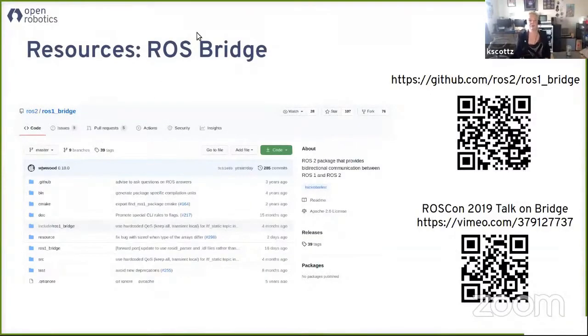As I've mentioned, the bridge is a pretty good resource to do this. The documentation seems to be okay. You can find it over here in this right link. There's also a talk from ROSCon in 2019 where Mabel, who I believe is one of the core devs for the bridge, walks you through step by step how to use it to do a transition.